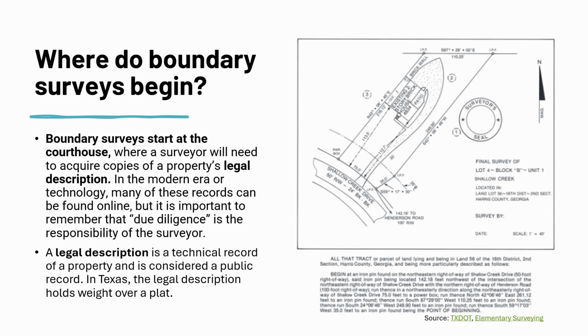And again, we've talked about legal descriptions a few times here. Just a quick, solid definition: a legal description is a technical record of a property, and it is considered a public record. So in Texas, the legal description holds weight over a plat, as I was already referring to before.